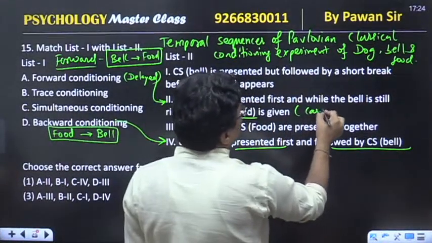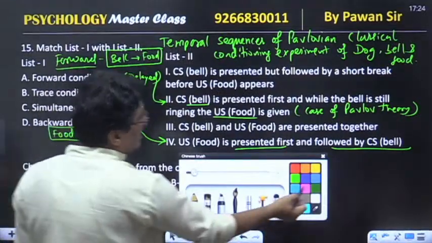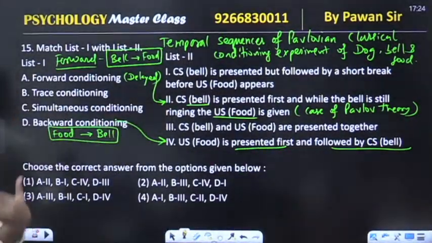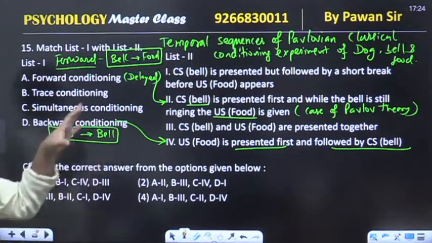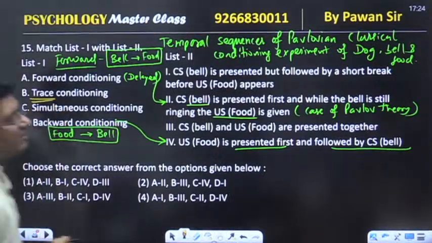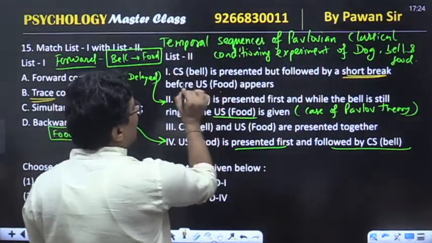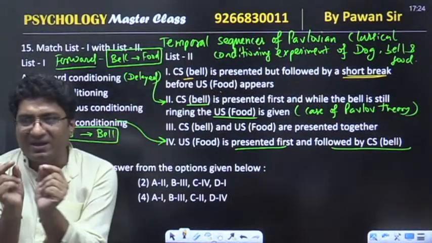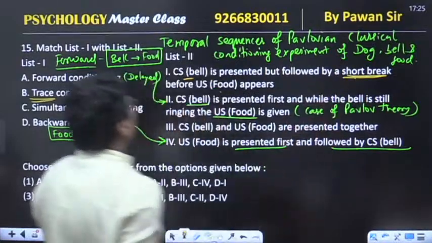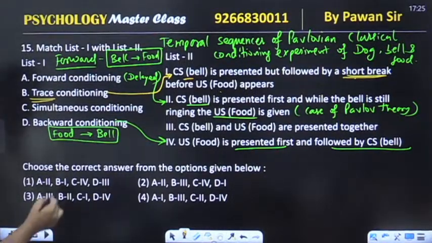It is the case of Pavlov theory. Now Pavlov studied two more forward conditioning cases to compare with the various temporal sequences. Second one is the trace conditioning. What is the trace? Trace is a short break between bell and food. First bell is presented, then food is given to the dog, but in between the bell and the food there is a short break. And that is called the trace conditioning. So B is first, A is second. This will be the answer.